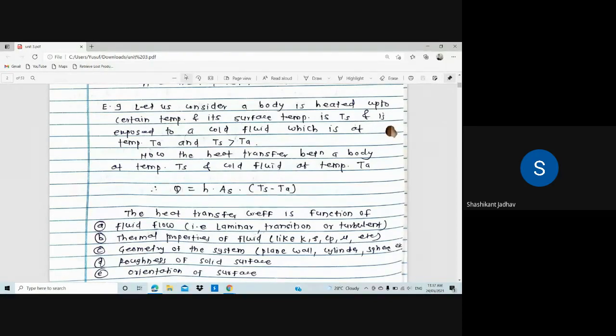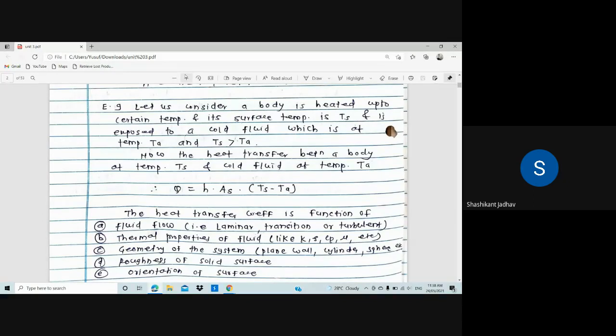ओके. देन ज्योमेट्री ऑफ दी सिस्टीम. म्हणजे जी काय आपली सॉलिड बॉडी आहे त्या बॉडीचं जॉमेट्री कशी आहे म्हणजे ती काय प्लेन वॉल आहे का, ते सिलेंडर आहे का, स्पिअर आहे का, याच्यावरती काय डिपेंड असणार आहे? तुमचा हीट ट्रान्सफर कोएफिशियंट डिपेंड असणार आहे. देन रफनेस ऑफ दी सॉलिड सरफेस. जो काही सॉलिड सरफेस आहे त्याच्यावरून जे काय आपण फ्लुइड मोशन मध्ये मूव्ह करणार आहे त्या सॉलिड सरफेसचा रफनेस किती आहे त्याच्यावर पण काय डिपेंड असणार आहे? तुमचा हीट ट्रान्सफर कोएफिशियंट डिपेंड असणार आहे. देन ओरिएंटेशन ऑफ दी सरफेस. सरफेसचं ओरिएंटेशन कसं आहे? ओके. त्याच्यावरती पण काय डिपेंड असणार आहे? ओरिएंटेशन ऑफ द सरफेस आवर हीट ट्रान्सफर कोएफिशियंट इज डिपेंड्स.